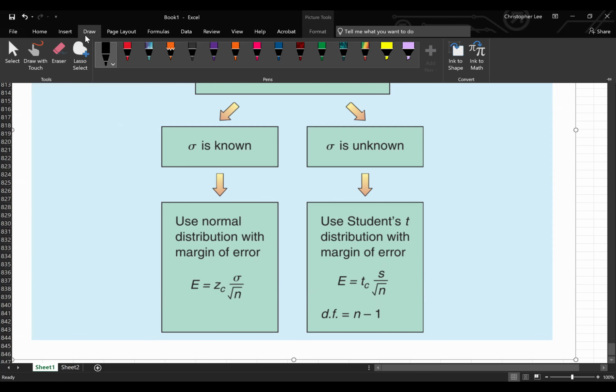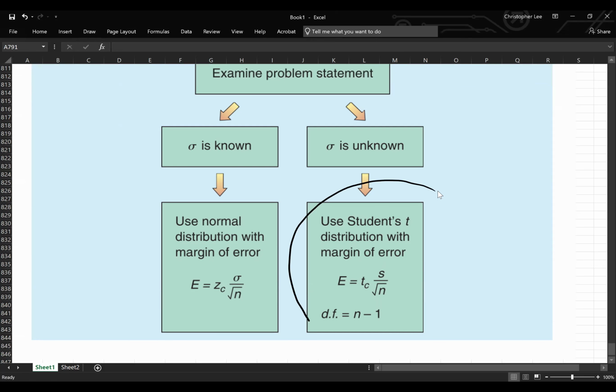Sigma is your population standard deviation. Then you use the other one. I'm circling that. You should read into that while I'm doing that.